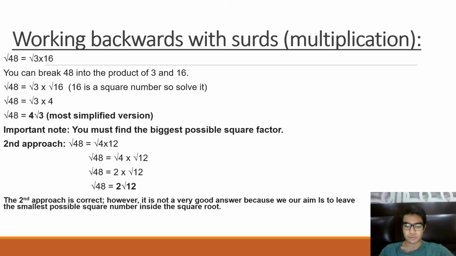If you observe carefully, you'll see that in this case we have 12 inside the square root, which is a pretty big number. But in this case we have 3 inside the square root, which is a small number. So our aim is to leave the smallest possible square number inside the square root, okay? So you should find the biggest possible square factor and one more number which multiply together to give us 48.